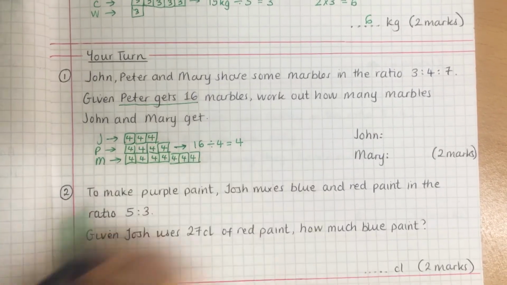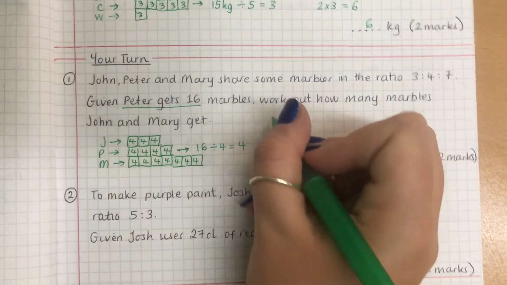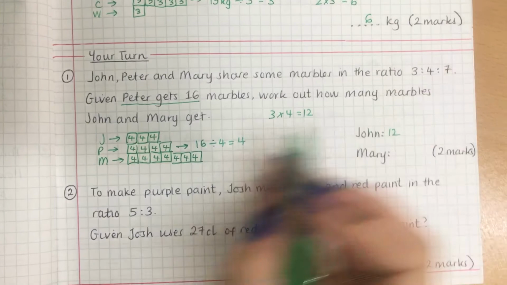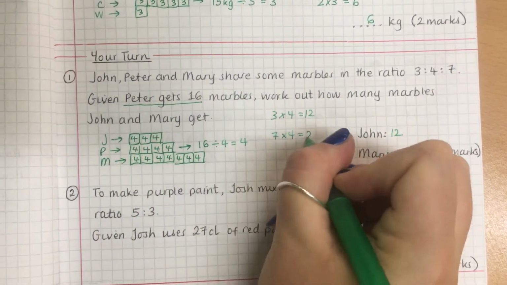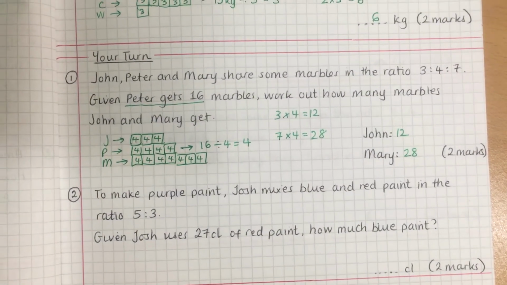Okay, we've done the tricky part. Now we need to see how many John gets. John gets 3 boxes of 4, so 3 times 4 is 12. And Mary gets 7 boxes of 4, and 7 times 4 is 28. And that's your final answer there.